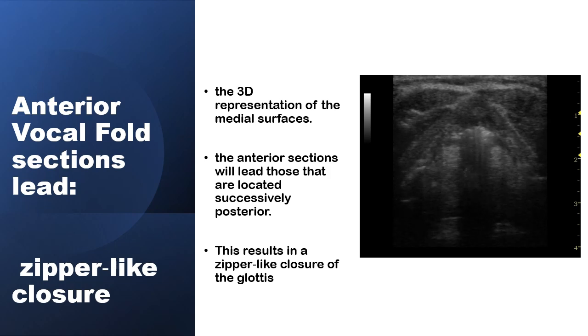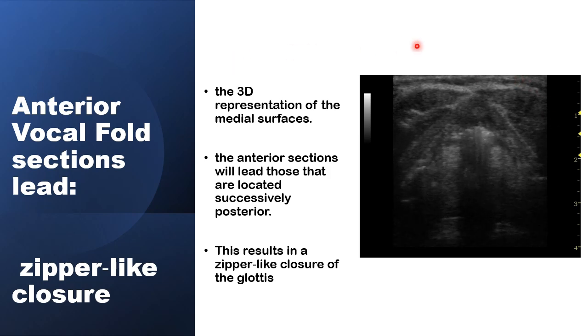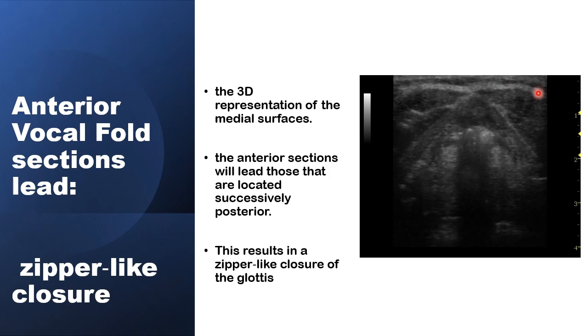Much like the phase difference between the superior and the inferior parts of the surface of the medial parts of the vocal folds, the anterior parts of the vocal folds also lead the posterior parts during conversion and diversion, giving rise to what can be seen as a zipper-like closure and opening of the glottic canal.